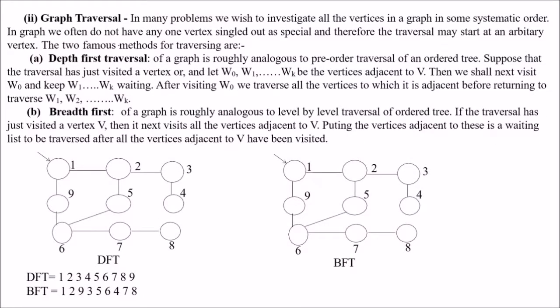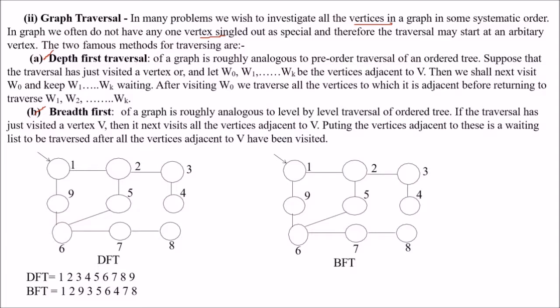Next is graph traversal, and we know that there are two types of graph traversal: depth first traversal and breadth first traversal. Traversal is nothing but traversing each node in a certain way. In many problems, we wish to investigate all the vertices in a graph in some systematic order. In a graph, we often do not have any vertex singled out as special, like we see in a tree, and therefore the traversal may start at an arbitrary vertex. These are the two traversing methods: depth first and breadth first.